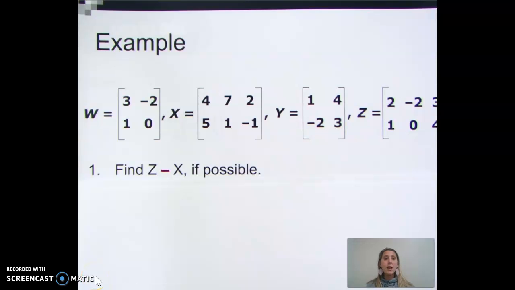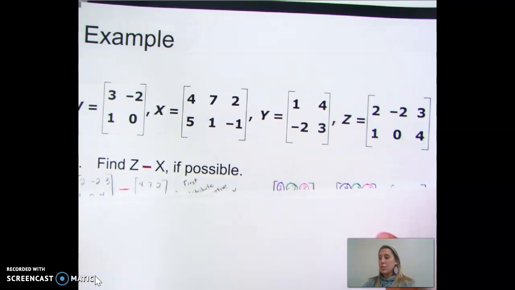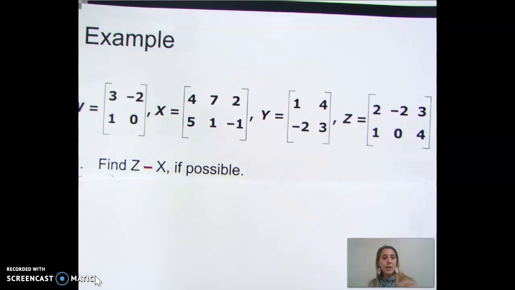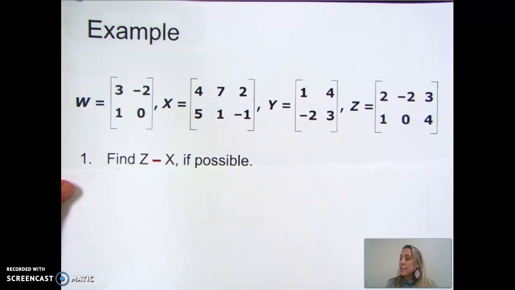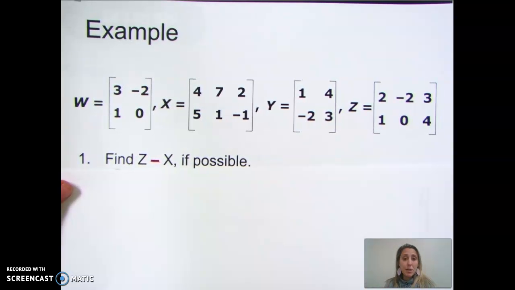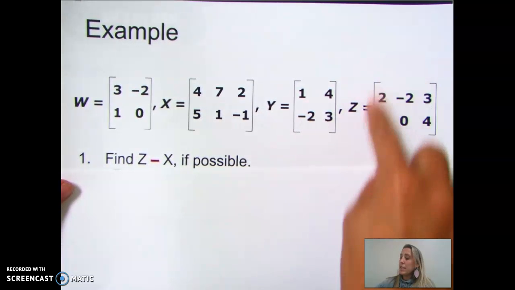Alright, functions. Today we did an example in class, and it looks like you can't quite see it. So I would like you to go ahead and do that. Please find z minus x, if it's even possible. To check to see if it is possible, we first want to see what are the dimensions of z.